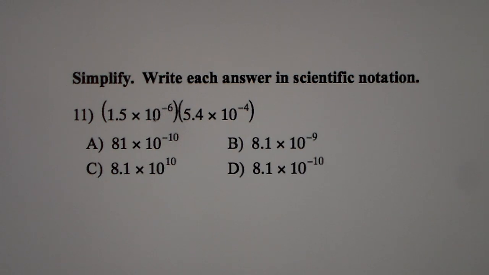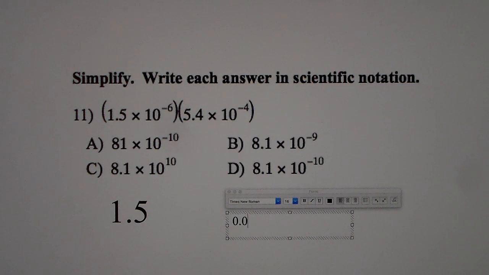Well, you could change times 10 to the negative 6 into a negative 4 by moving the decimal place 2 places. To move this decimal place 2 places, we're going to have to move it 2 to the left to increase this negative 6 up to negative 4. So that 1.5 is going to turn into a different number, because we're going to move this decimal place 2 to the left. So it's going to turn into 0.015.